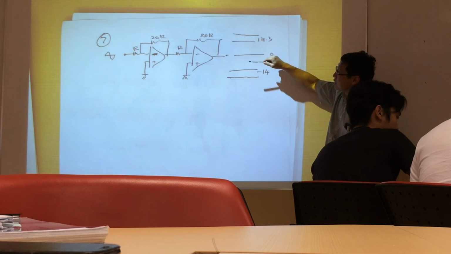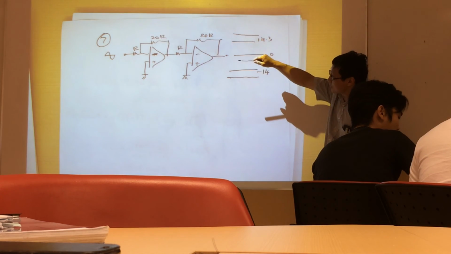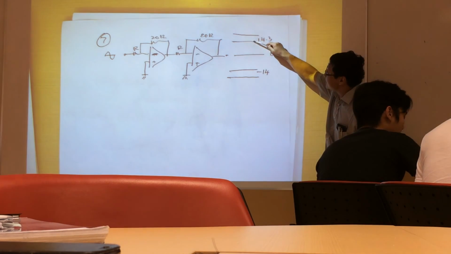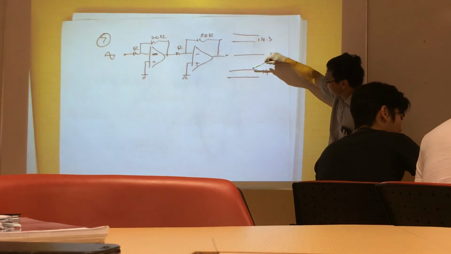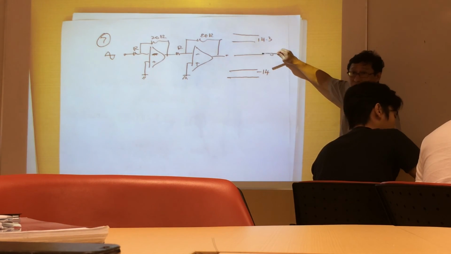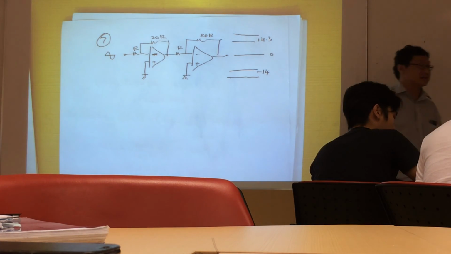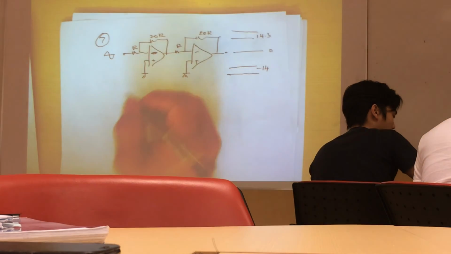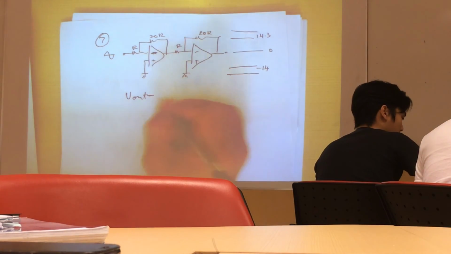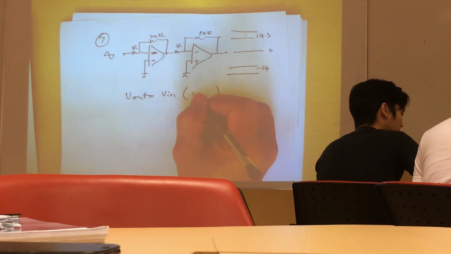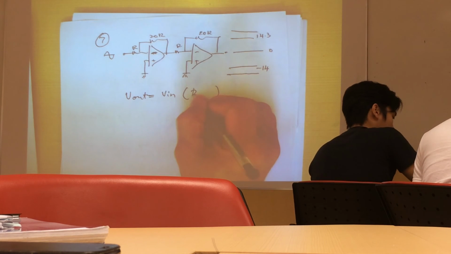So if you increase the input magnitude too large, although it will hit 14.3 nicely, by the time it hits the negative rail, it will be clipped on this side. So the maximum amplitude we can have is 14 volts. Therefore we can write that the output is equal to the input multiplied by the two inverting gains, which total up to be 400.